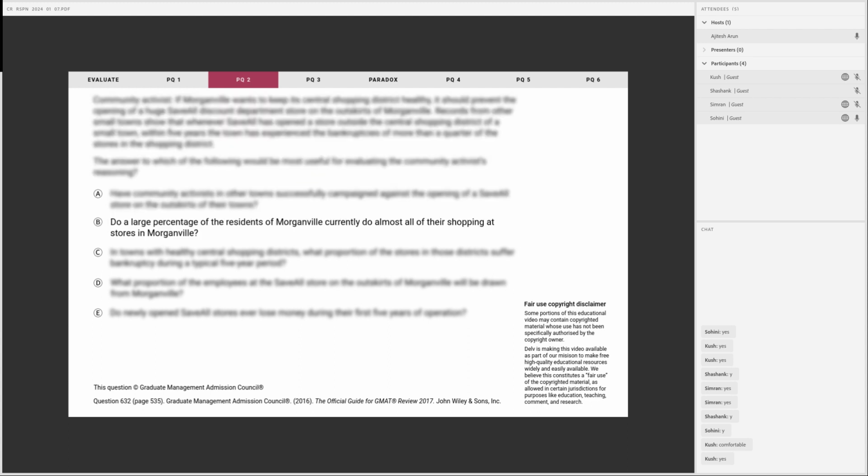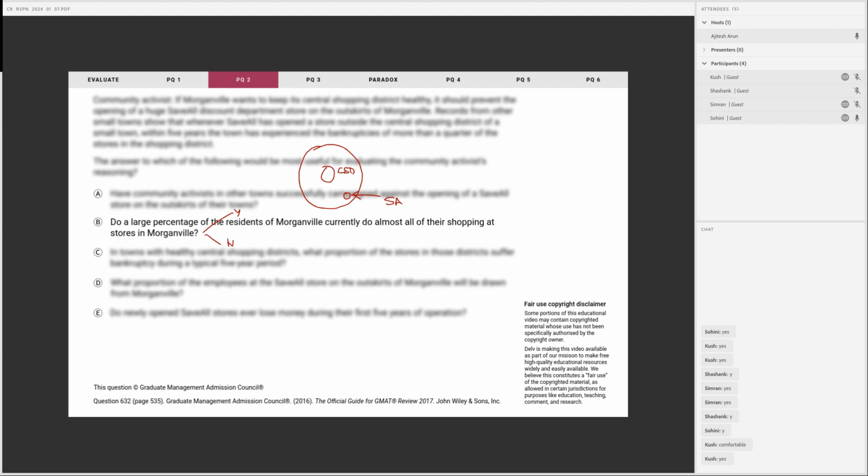So option B says, do a large percentage of the residents of Morganville currently do almost all their shopping at stores in Morganville? We know that there is a central shopping district, and we know that the Save All may open on the outskirts. The problem with option B is it's asking, do the Morganville people currently do almost all their shopping in Morganville? Now, imagine that you get the answer yes or no. Yes, a large percentage of the residents currently do almost all their shopping there. Or no, a large percentage does not do its shopping in Morganville.